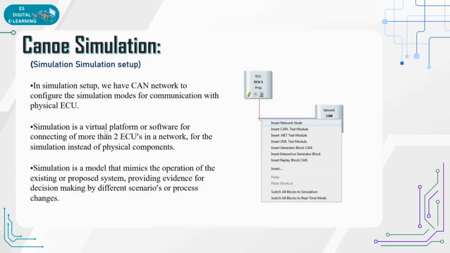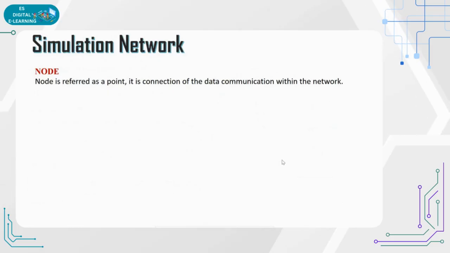Okay, and next, whatever we are doing in the simulation without a physical engine, we are running the virtual engine, right? So the software will feel that the real engine is connected and running. That way the real hardware will feel it, but we are running in the simulation way. So simulation is a model. This is one important definition you need to be aware of. What is a simulation? Simulation is a model that mimics the operation of an existing or proposed system and provides evidence for decision making by different scenarios or process data communication within the network.